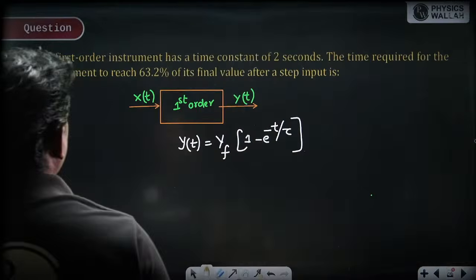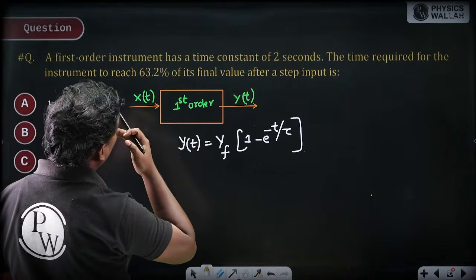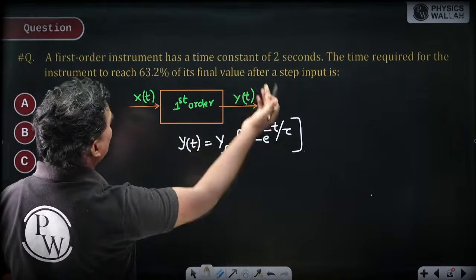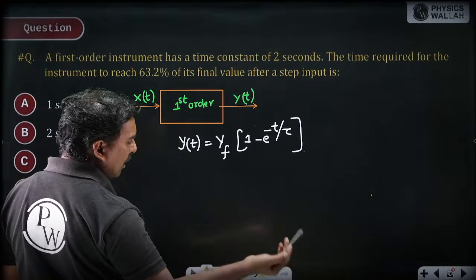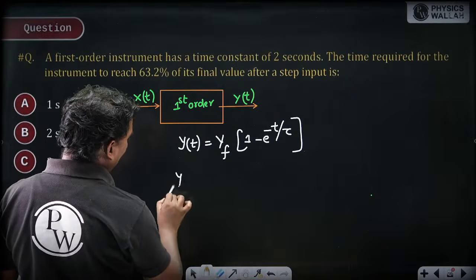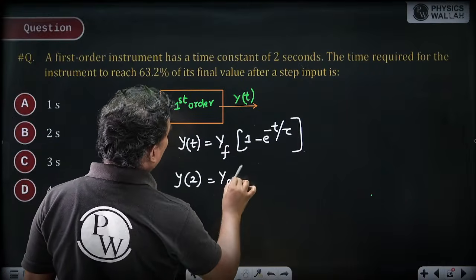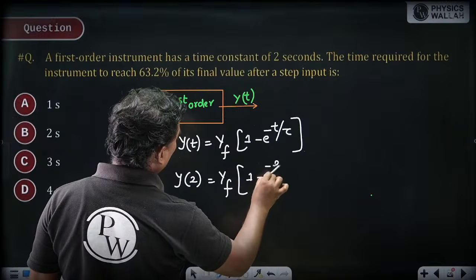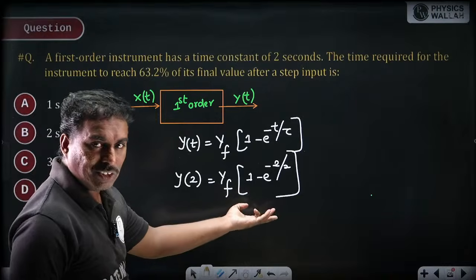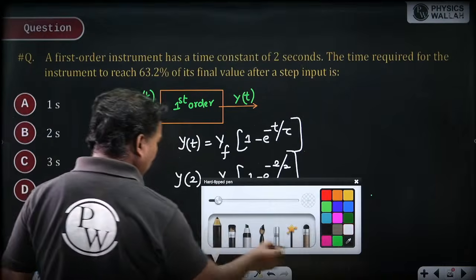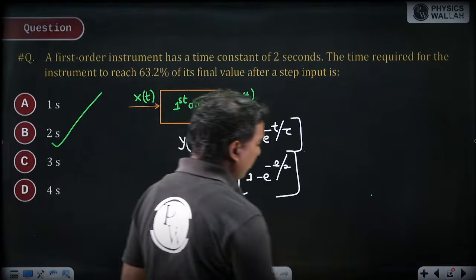What is being asked? At t is equal to tau, the first order instrument has a time constant of 2 seconds, the time required for the instrument to reach 63.2%. So the time is nothing but 2 seconds only. At 2 seconds it will reach 63.2%. If you take y of 2 by yf, that is 1 minus e power minus 2 by 2. So how much are you going to get? You are going to get 63.2%. So the right answer is 2 seconds, the time constant, option B.